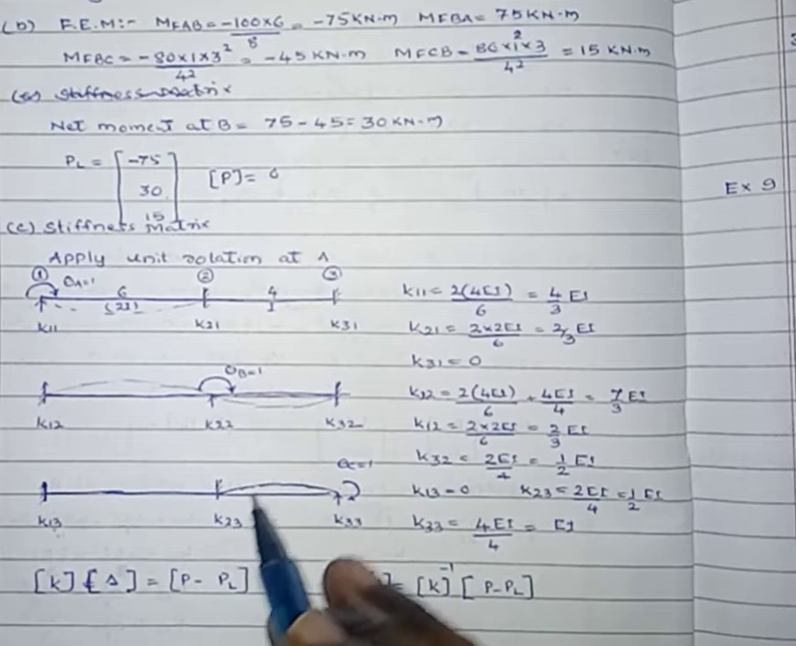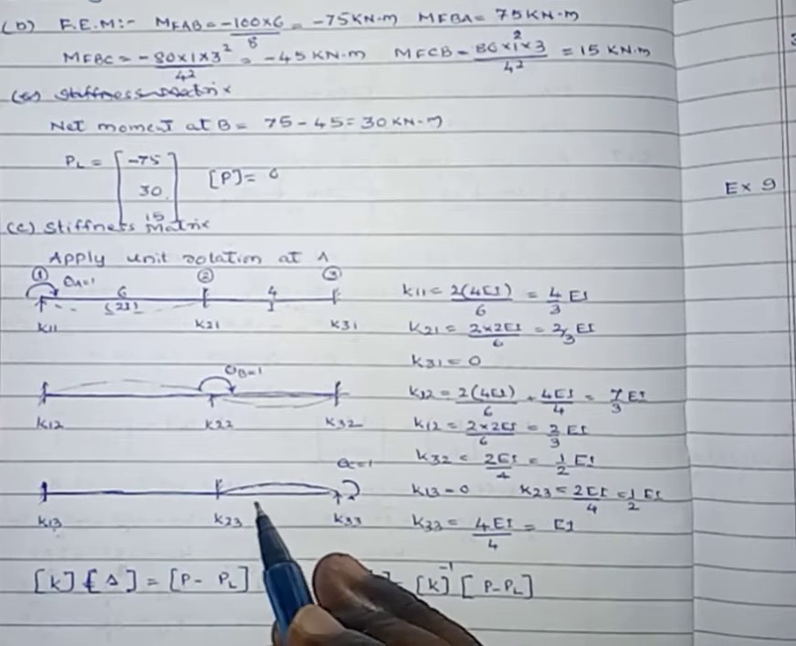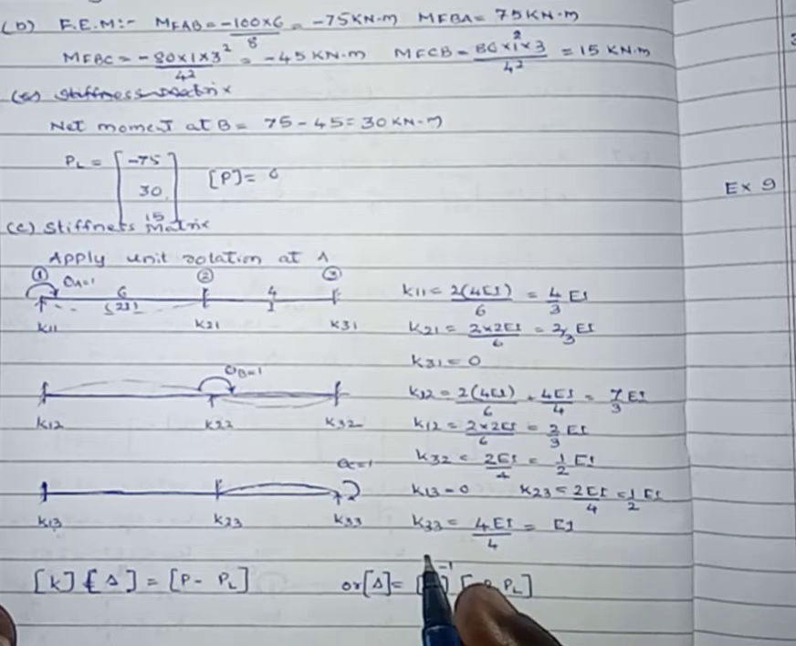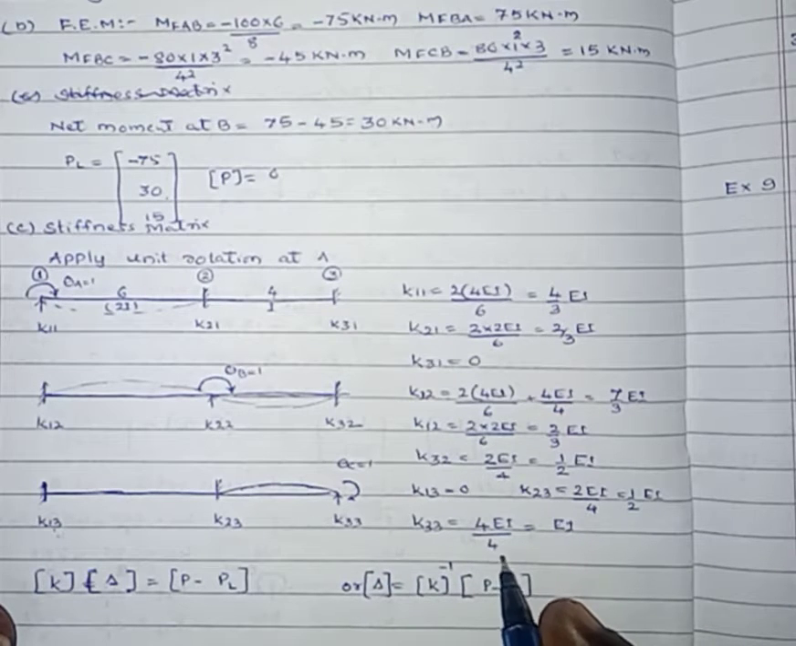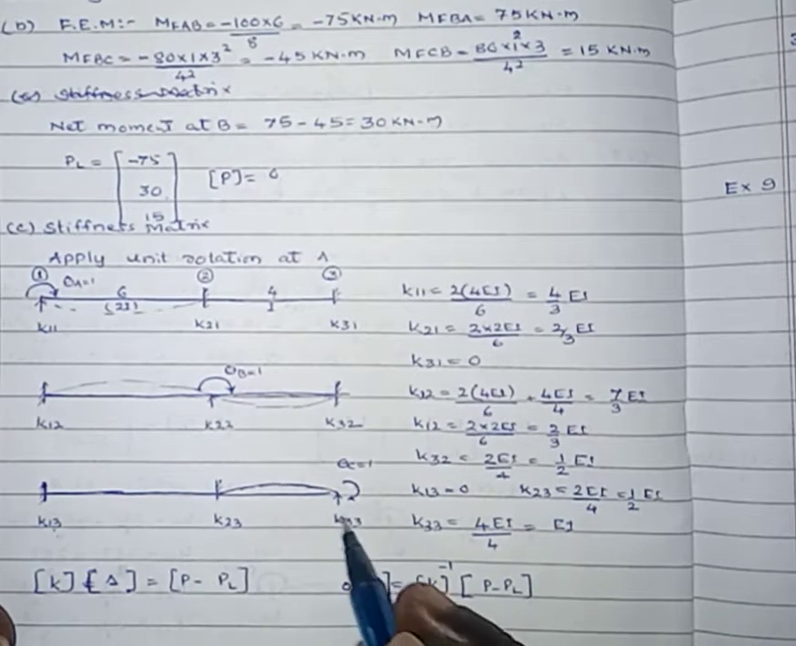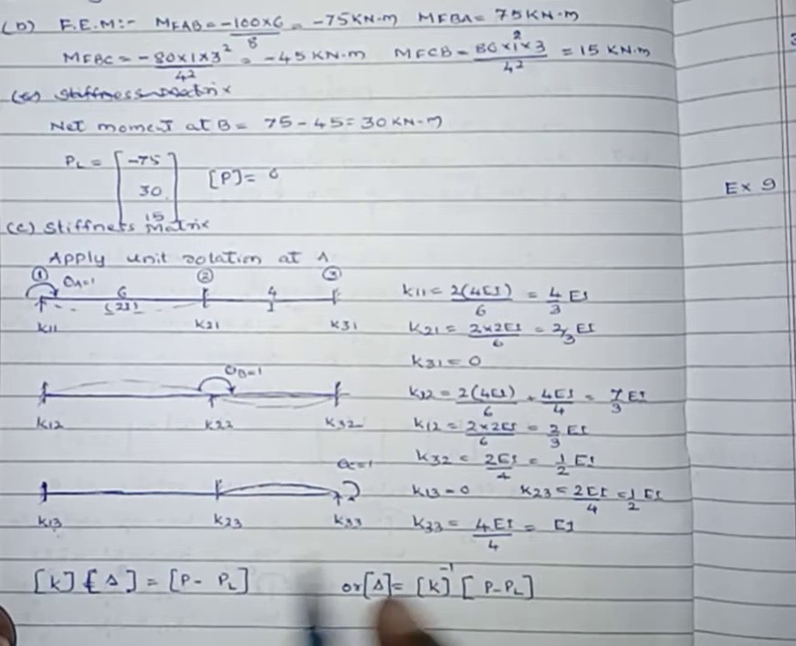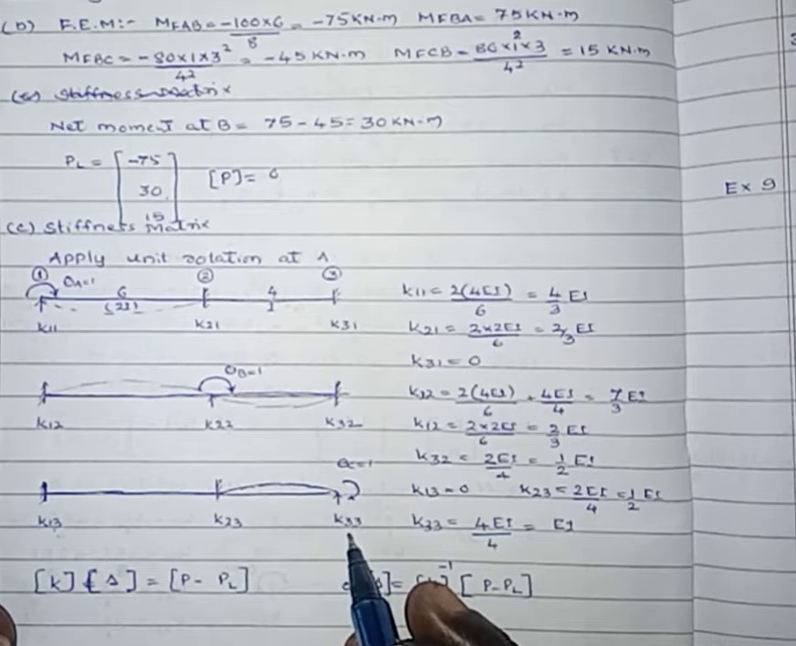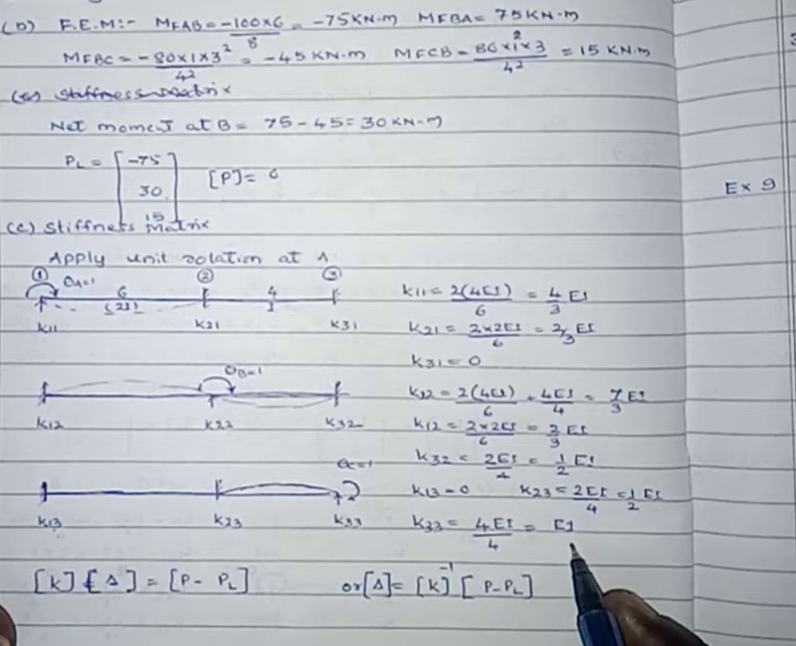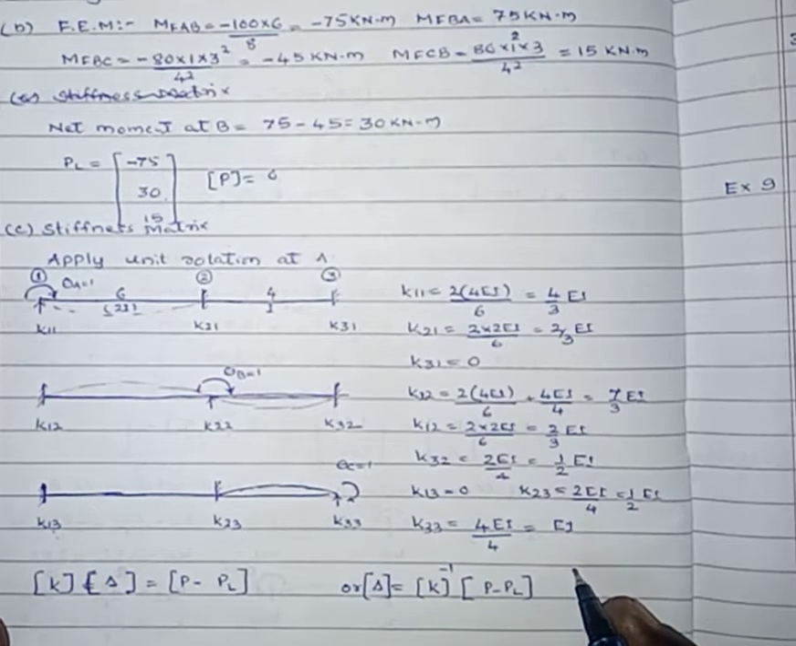Then K23, here it will undergo deformation at coordinate 2. This one becomes the far end for C, hence that is 2EI by L, 2EI by 4, that one is half EI. Then the stiffness element at 3 due to the unit rotation applied at 3, that one is the near end, it is 4EI by L, and by substituting the values, here you will get the value of EI.